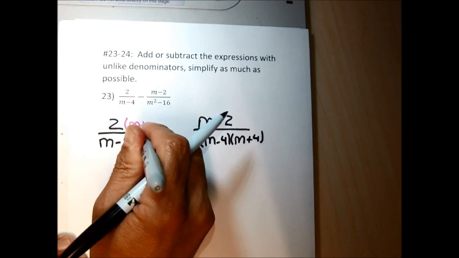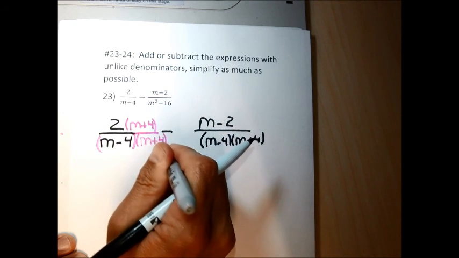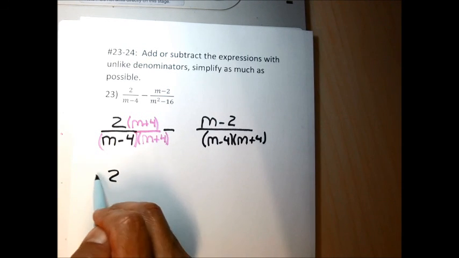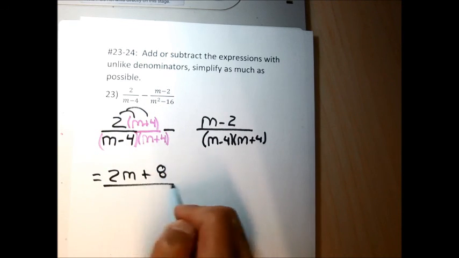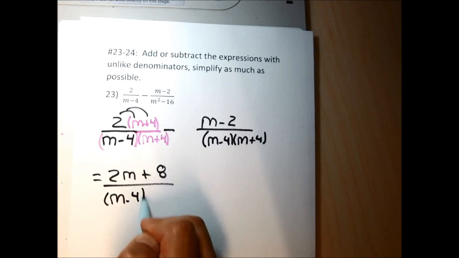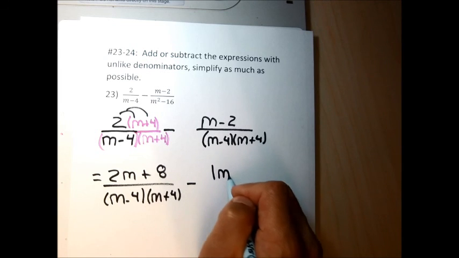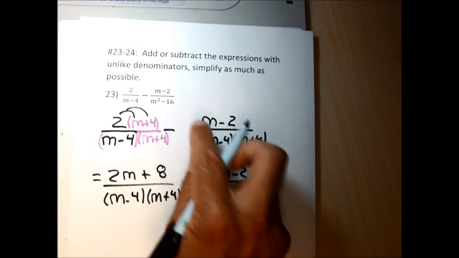So I'm going to make the first fraction have that m plus 4 in its denominator. And in order to get the m plus 4 in the denominator, I also have to get the m plus 4 in the numerator. Because the problem doesn't have an equal sign, I can't clear the fractions. Now I'm going to multiply out the numerator of the first fraction and get 2m plus 8 over m minus 4 times m plus 4. And then minus, I'm going to say this is 1m minus 2, just because it's going to help me. I think seeing that 1m there is better than just seeing an m.